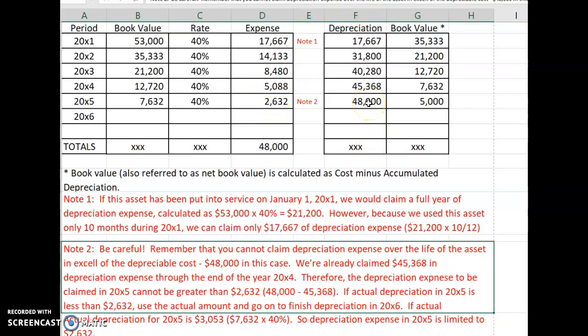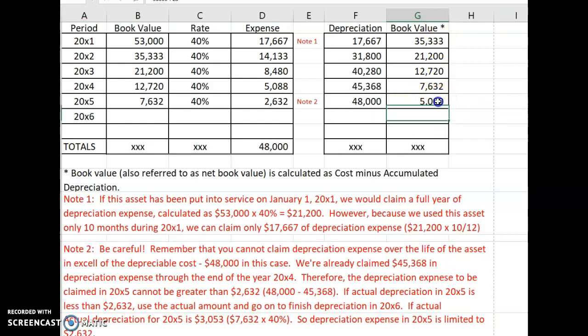And that maximizes the amount of depreciation expense claimed throughout its life to $48,000. And it limits the amount of accumulated depreciation at the end of its life to $48,000. And it limits the book value to $5,000. Remember, you can never depreciate salvage value.